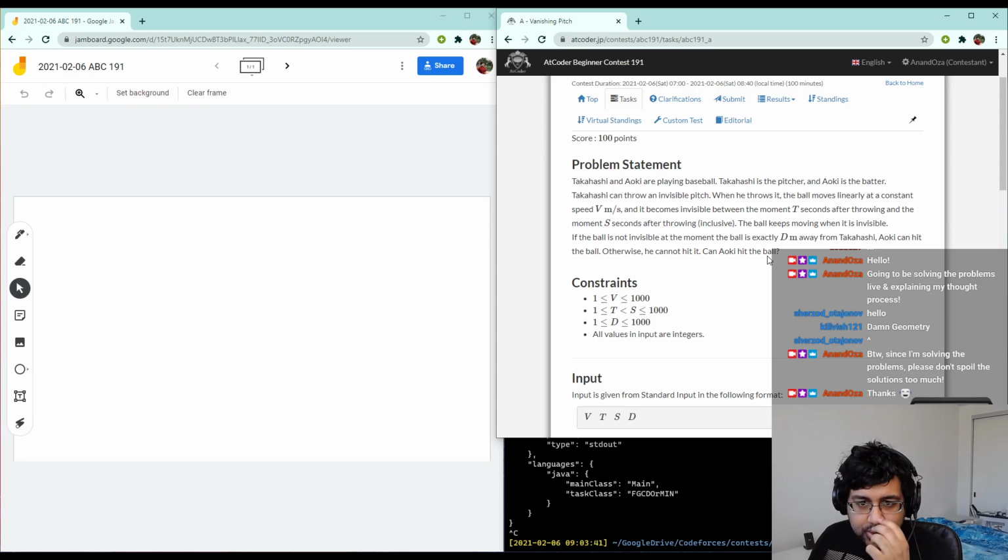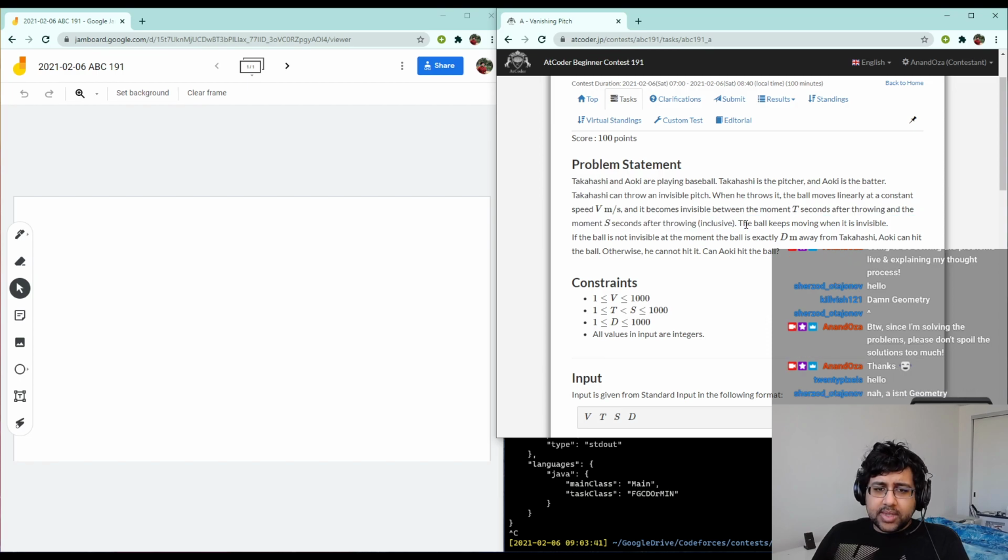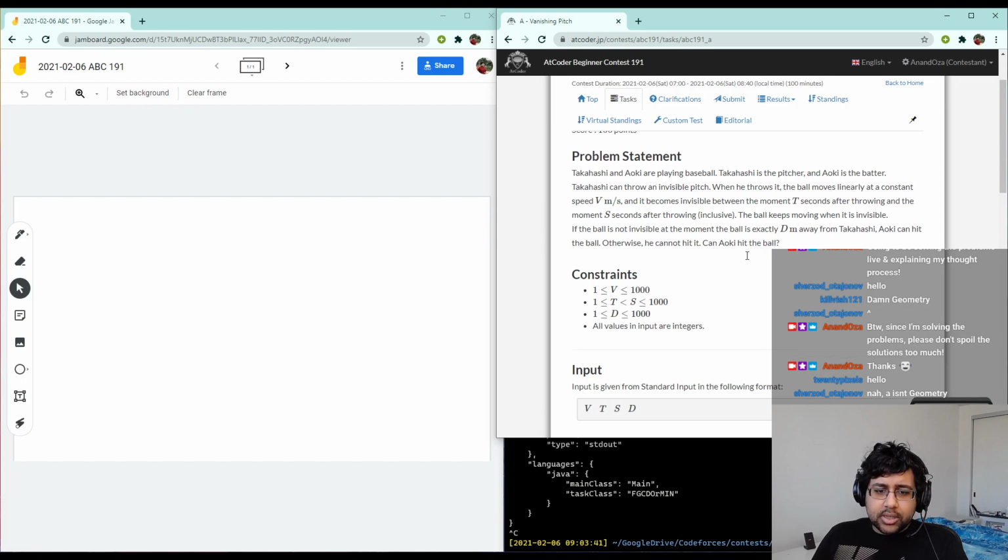I see. A is a geometry problem. Very cool. Okay, so for A, let's see. What? This is very weird. So the ball is invisible. Okay, got it. So we just have to check if the ball is invisible when it reaches Aoki.